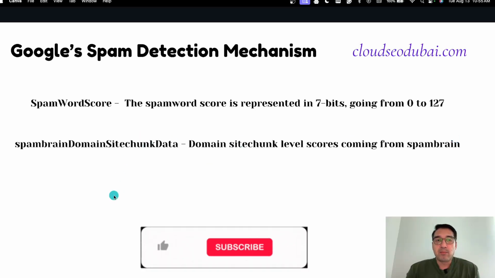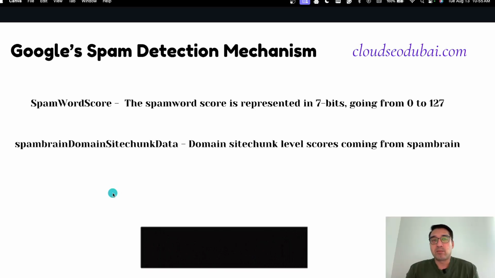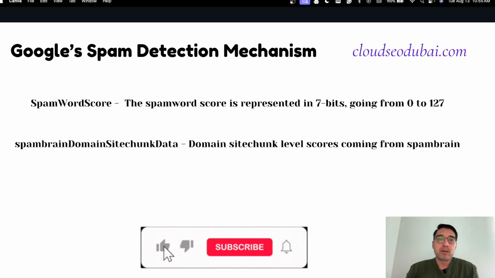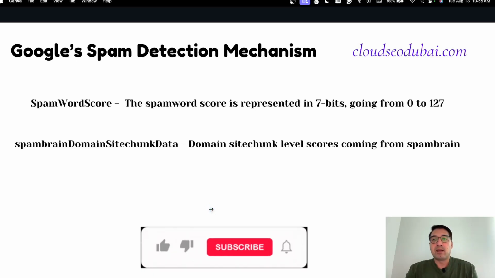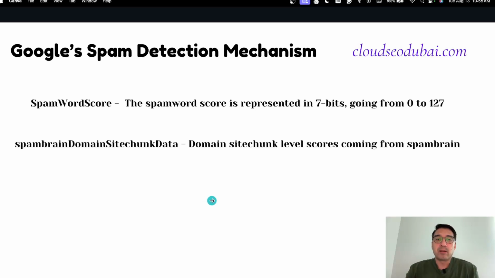The first one is spam word score. The spam word score is a 7-bit value. It starts from 0 and goes right up to 127. Then we have the SpamBrain domain site chunk data. The SpamBrain domain site chunk data is mainly a SpamBrain score, we assume. I will go into that a little bit later on in this video, in tandem with other parts of the algorithm to determine whether or not a page is spammy and how it is spammy in the grand context of the website.